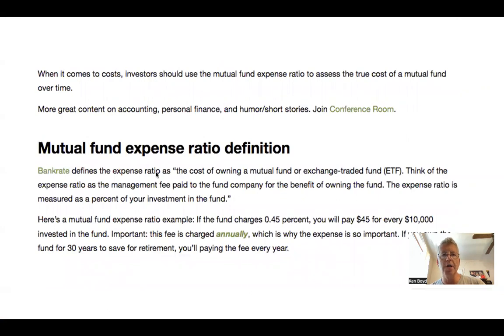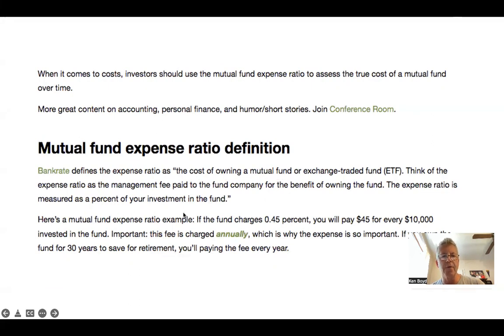So when it comes to costs, investors should use the mutual fund expense ratio to assess the true cost of a mutual fund. And Bankrate defines it as the cost of owning a mutual fund or an ETF. It's a management fee, as I mentioned earlier, paid to the fund company for the benefit of owning the fund. And importantly, the expense ratio is measured as a percentage of your investment in the fund.